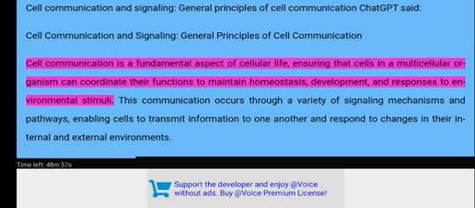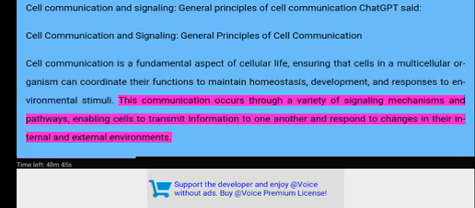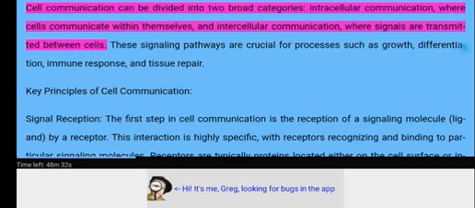Cell communication is a fundamental aspect of cellular life, ensuring that cells in a multicellular organism can coordinate their functions to maintain homeostasis, development, and responses to environmental stimuli. This communication occurs through a variety of signaling mechanisms and pathways, enabling cells to transmit information to one another and respond to changes in their internal and external environments.